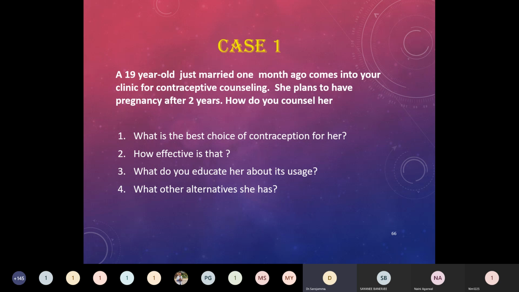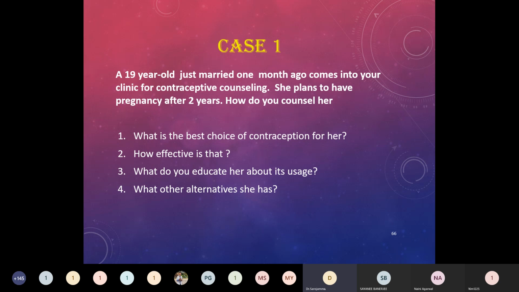A 19-year-old, married 1 month ago, comes into your clinic for contraceptive counseling. She plans to have pregnancy after 2 years. How do you counsel her? What is the best choice of contraception for her? How effective is that? What do you educate about its usage? What are the other alternatives?